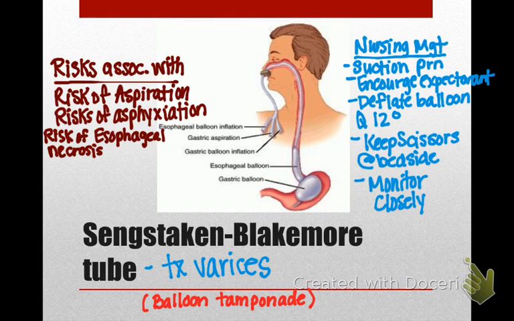You need to keep scissors at the bedside. Why would that be a thing? Cut that thing, take it out. Right, if they're choking, you've got to cut it and pull it out. And you have to monitor them closely. Part of the reason is you've got something stuck in your throat, right? So they're not able to swallow saliva. So they could aspirate on saliva, on fluid. So they're going to need, like I said, frequent suction.